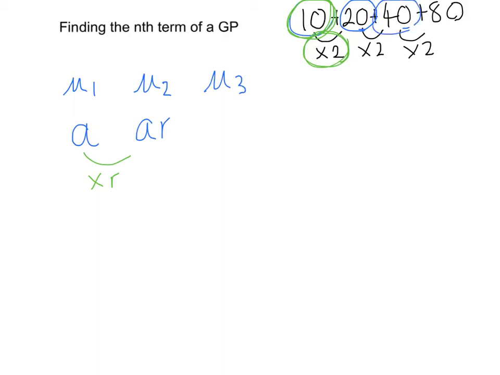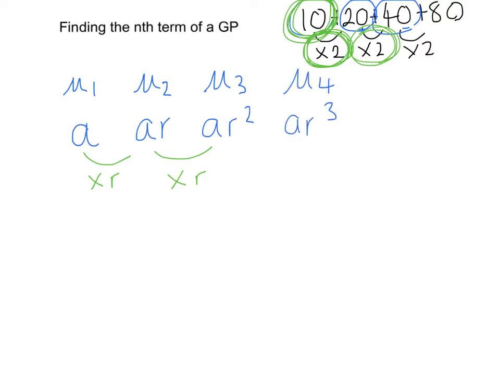So how do I get the third term? The third term here is found by starting off with an A, timesing it with the common ratio, and then timesing it with the common ratio again. So it's this one now times R, which gives me AR squared. And you can see the pattern, U4 is AR cubed. And of course, this is a GP. It's a progression, so we're going to put the pluses in.